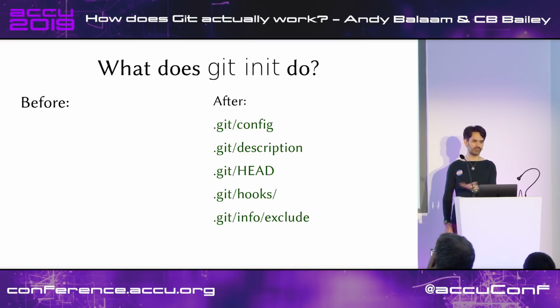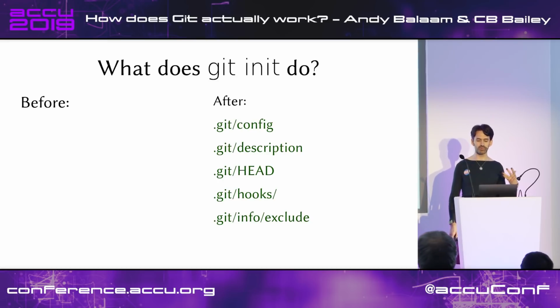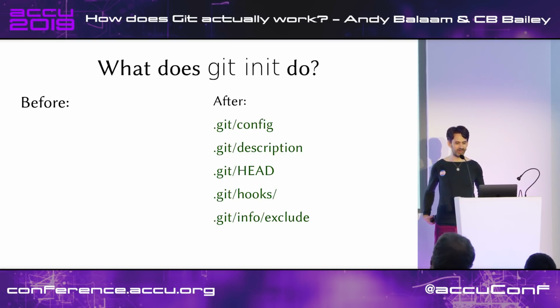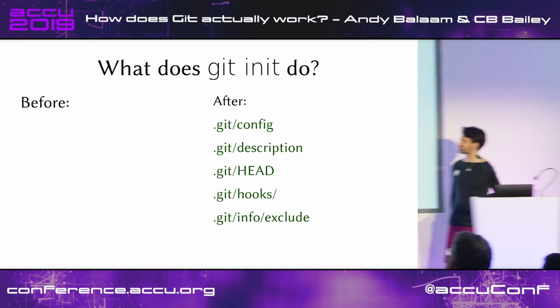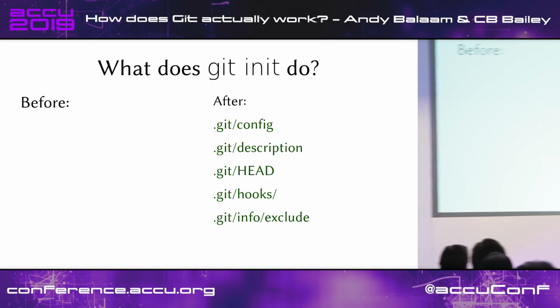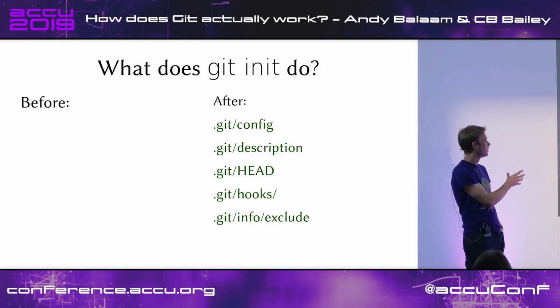And also there are hooks, so you can set up your hooks, but if you don't have any hooks, you don't need them. And git info exclude is your local .gitignore file. So is anybody not familiar with .gitignore and wants to know about it? Okay, cool. So what's on this slide is what I found out yesterday when I just did a git init in an empty directory.